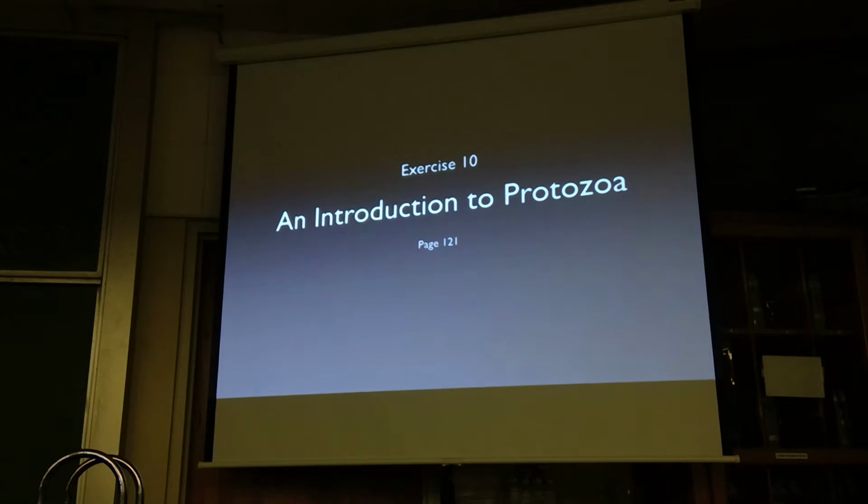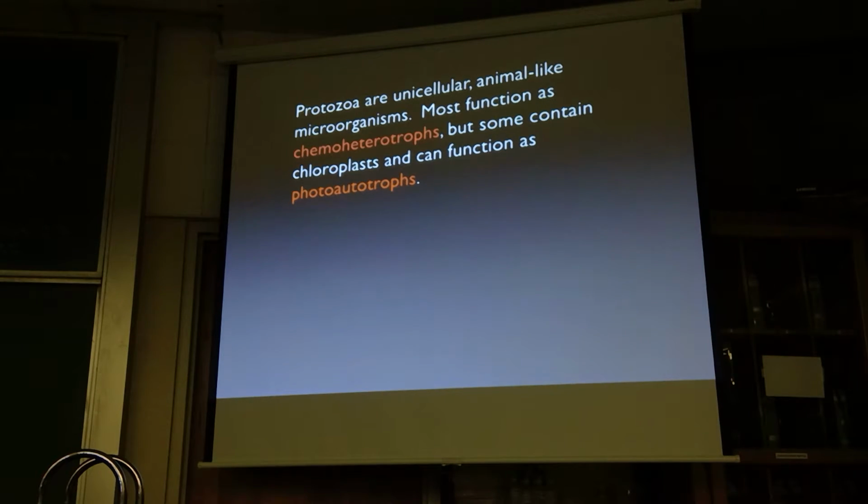Okay, so this is the introduction to protozoa. Again, what makes them different than the algae? Algae are photoautotrophs. Protozoa are chemoheterotrophs. But Euglena, which used to be categorized as algae, aren't. They're protozoa, and they do have green chlorophyll pigment. So most protozoa are chemoheterotrophs. There are some exceptions.